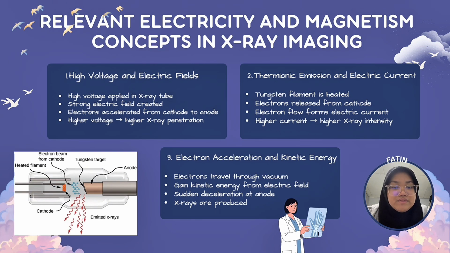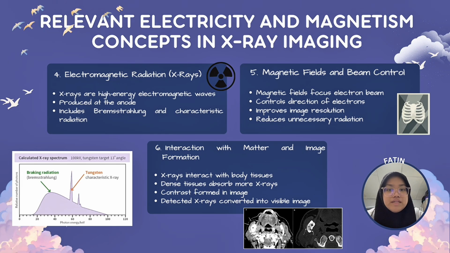Moving on to electron acceleration and X-ray production. Electrons travel through a vacuum and gain kinetic energy from the electric field. When they strike the anode, they suddenly slow down and X-rays are produced. Now, electromagnetic radiation. X-rays are a form of electromagnetic radiation with very high energy and frequency. They are produced mainly as Bremsstrahlung radiation and characteristic radiation when electrons interact with the anode material.